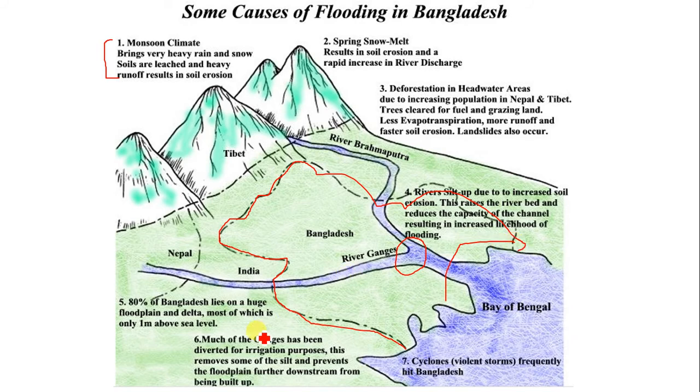So much of the Ganges has been diverted for irrigation purposes. This removes some of the silt and prevents the floodplain further downstream from being built up. And there are also frequent cyclones which hit the border of Bangladesh.